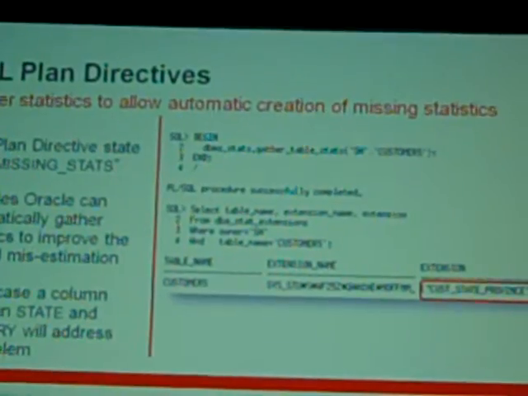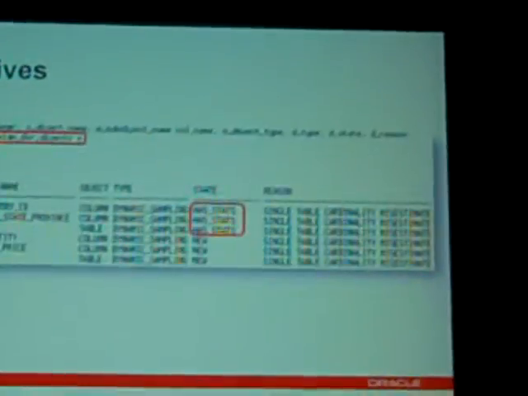So here, all I had to do was just gather stats on the table, and then when I look in DBA stats extensions, I can see the column group was automatically created for me. Then what you see in the SQL plan directives is that it has stats.